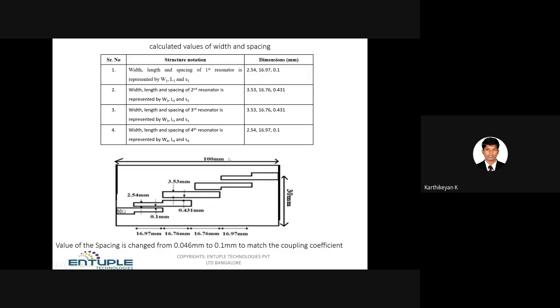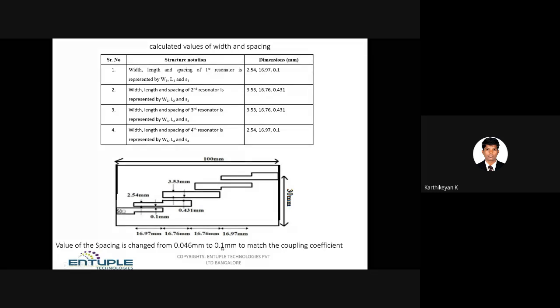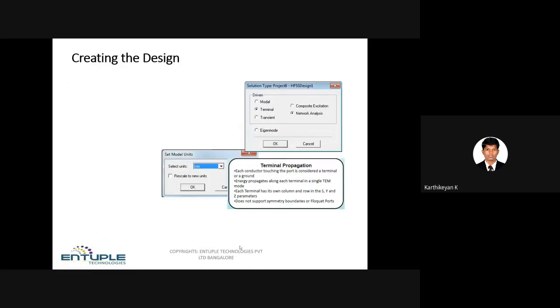The spacing between the resonators we have taken as per the theoretical calculations, and we got a spacing value of 0.046. Now to get a better matching, we are taking the optimization value as 0.1 mm. That is already optimized, so based on that value I'm telling.